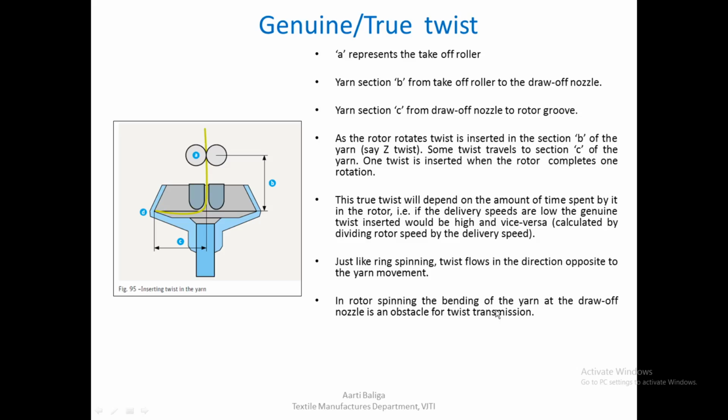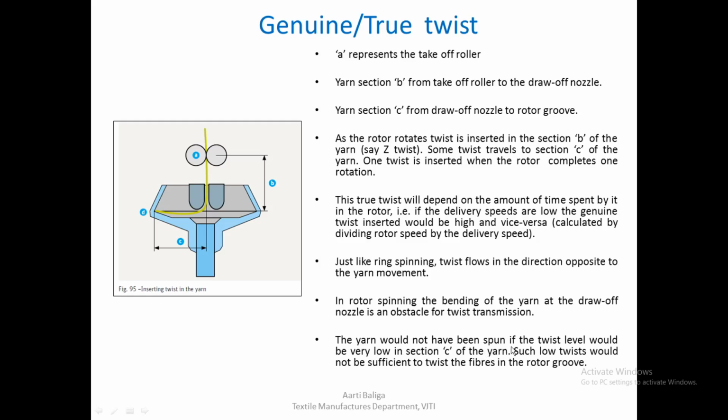In rotor spinning, the bending of the yarn at the draw off nozzle is an obstacle for twist transmission. Now what we see is, just like in ring spinning, the lappet or the yarn guide happens to be a sort of obstacle in the flow of twist towards the front roller. In a similar manner, this draw off nozzle would act like an obstacle for twist transmission and shall not allow all the twist that is formed in the section B to flow in this section C of the yarn.